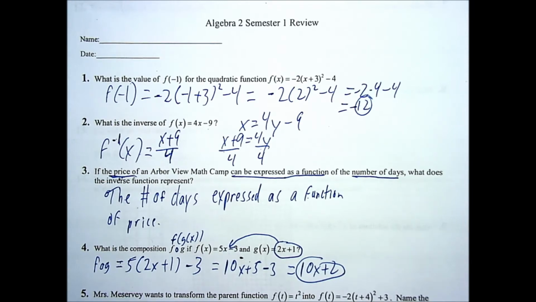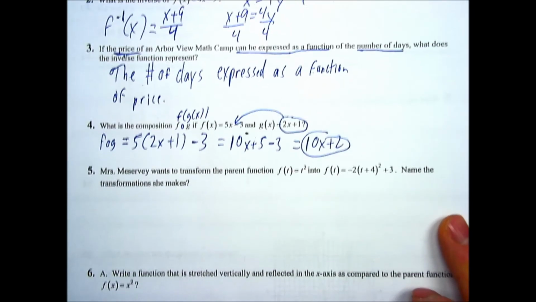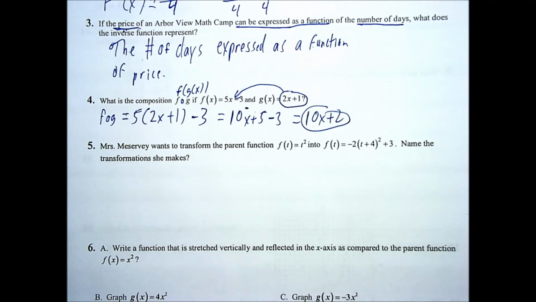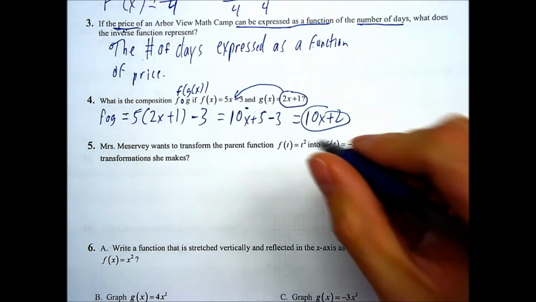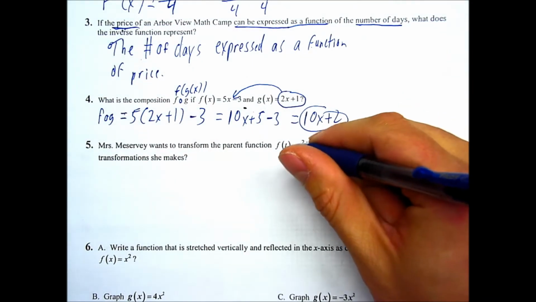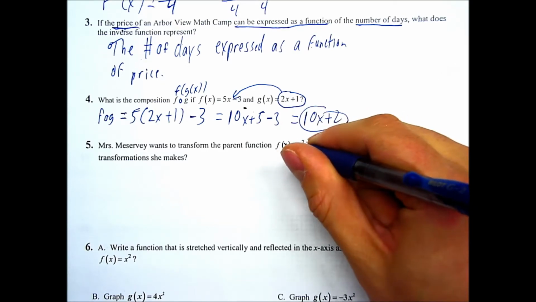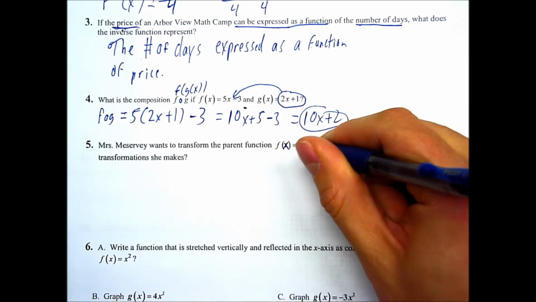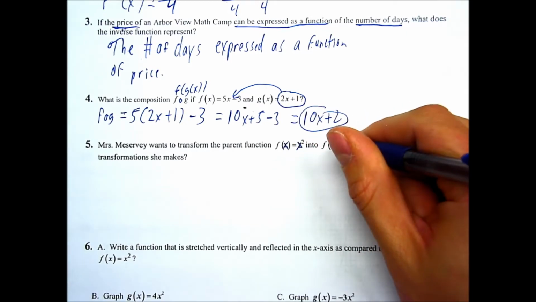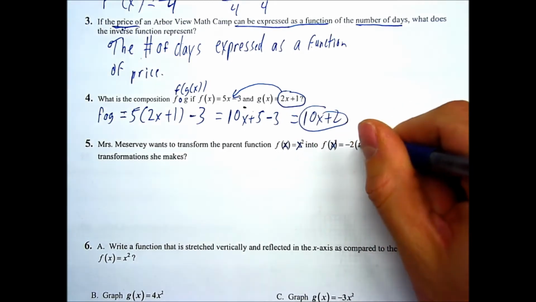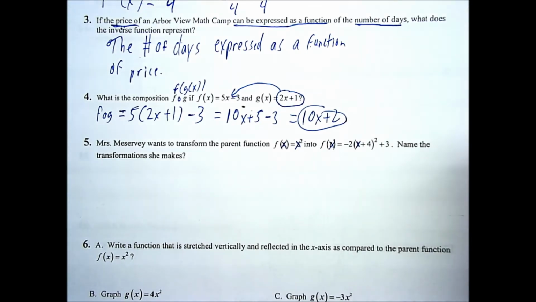Composition. Question 5. Mrs. Meservey wants to transform the parent function f of t equals t squared. This is the same as f of x equals x squared. So if the variable is bothering you here, I'll just say it's the same as x. T and x are the same. Into the function f of x equals negative 2 times the quantity x plus 4 squared plus 3. Name the transformation she makes.